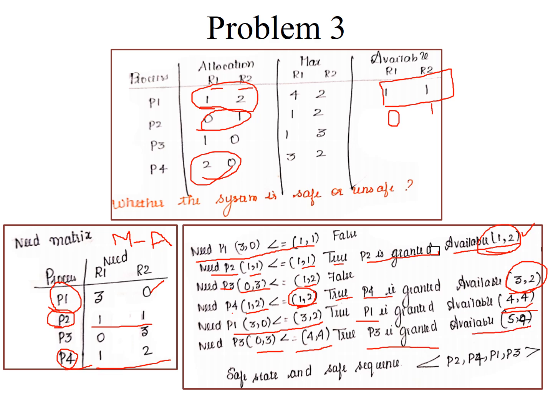Yes, we are able to complete all the 4 processes and the system is safe, and the safe sequence is P2, P4, P1 and P3. This is the safe sequence.